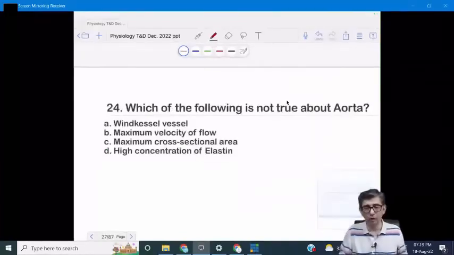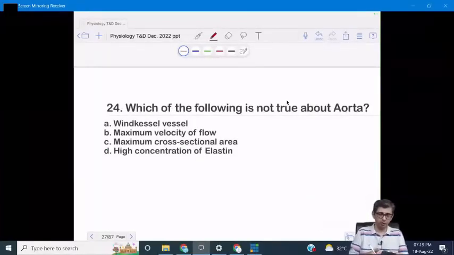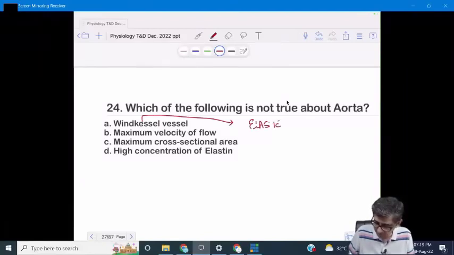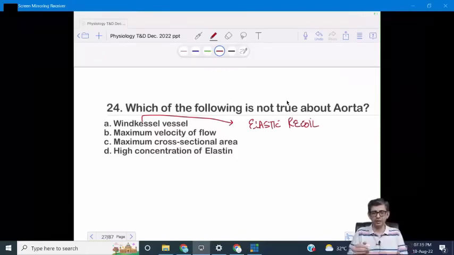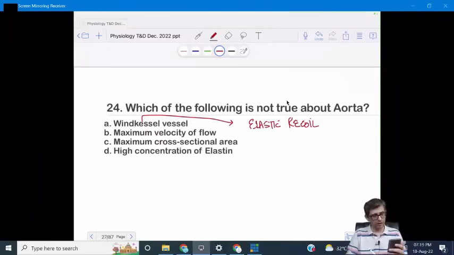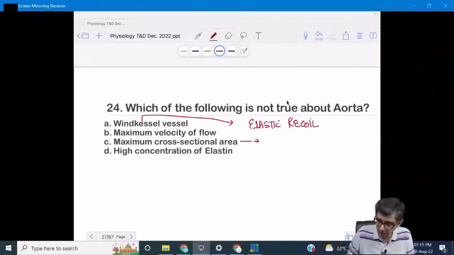Moving to question number 24, which of the following is not true about the aorta? Windkessel means elastic recoil. I mean any blood vessel having a good amount of elastic recoil. We are going to call it a windkessel vessel. So option A looks fine, and the aorta also has high velocity flow present. But the wrong statement here is very clearly maximum cross-sectional area, because the maximum cross-sectional area would be of the capillaries.